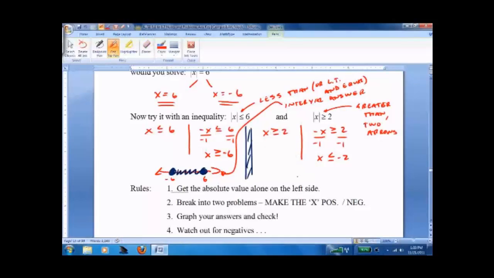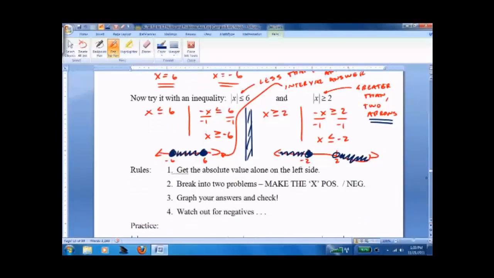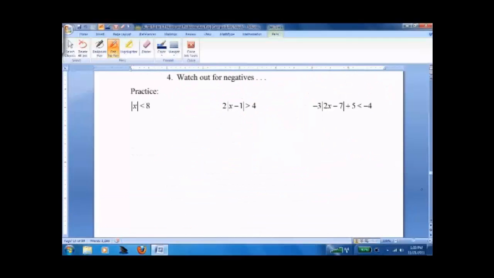So let's graph. We get 2, negative 2. And notice we get 2 arrows. X is less than or equal to negative 2 goes this way. X is greater than or equal to 2 goes that way. So you get the 2 arrows when you have a greater than. You get an interval when you have a less than. Watch out for your negatives.